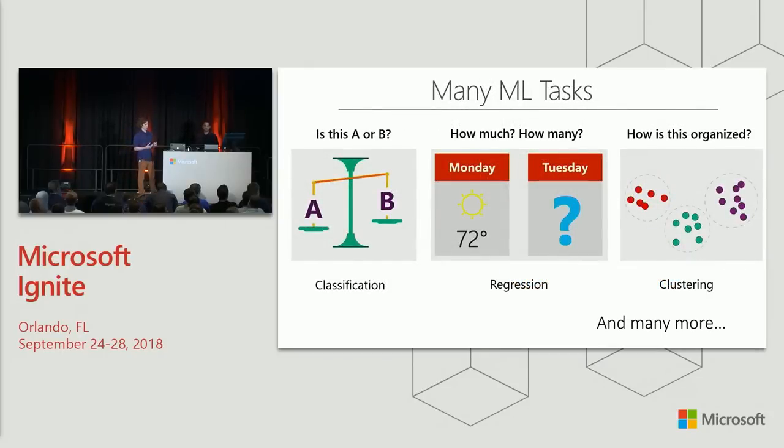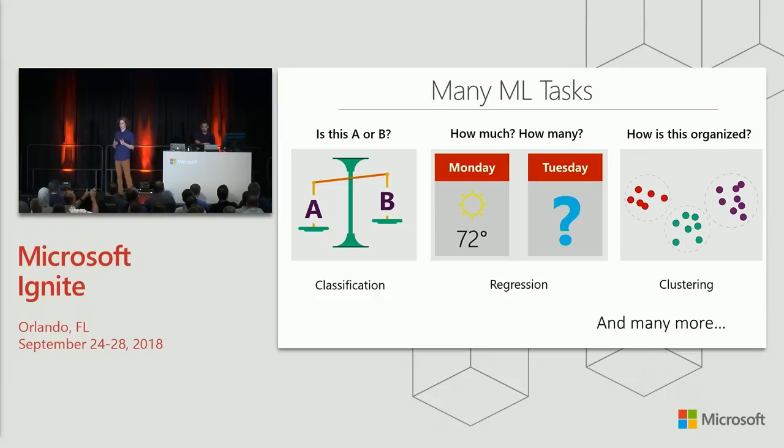Now, there are many tasks in machine learning. Just to give a few examples, classification is extremely common, and that is when you're trying to decide whether something is A or B. When we're looking at whether there's a face or no face in the image, that's a classification problem. Regression is when we're asking how much or how many. If we're trying to predict the temperature tomorrow or the price of a shirt based on a description, that's a regression problem.